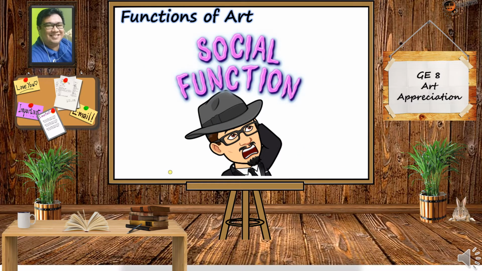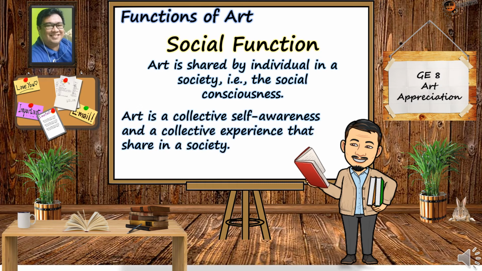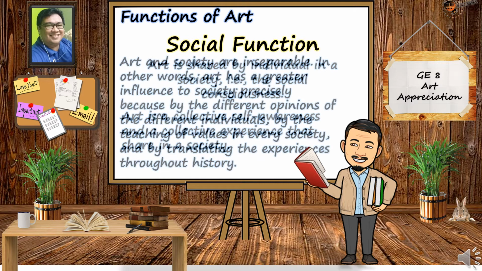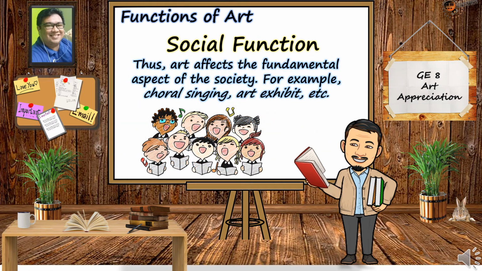The social function. Art is shared by individuals in a society, that is, social consciousness. Art is a collective self-awareness and a collective experience that is shared in a society. Art and society are inseparable. In other words, art has a greater influence on society precisely because of the different opinions of the different individuals, by the teaching of values in every society, and by translating the experiences throughout history. Thus, art affects the fundamental aspect of the society. For example, choral singing, art exhibits, etc.